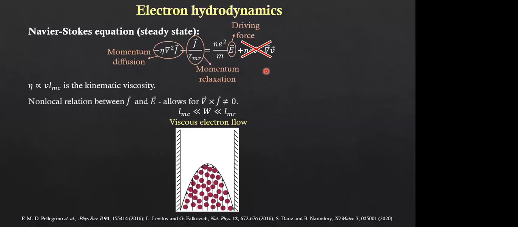The answer is that yes, it can, because we have a non-local relation between J and E, and that gives rise to the curl of J not being equal to zero, being non-zero. And that curl of J being non-zero gives rise to vortices in the system.